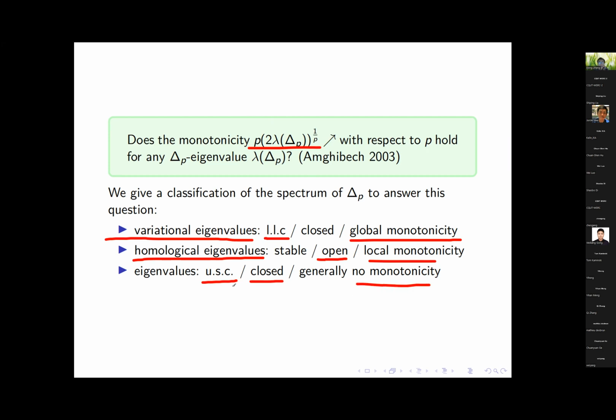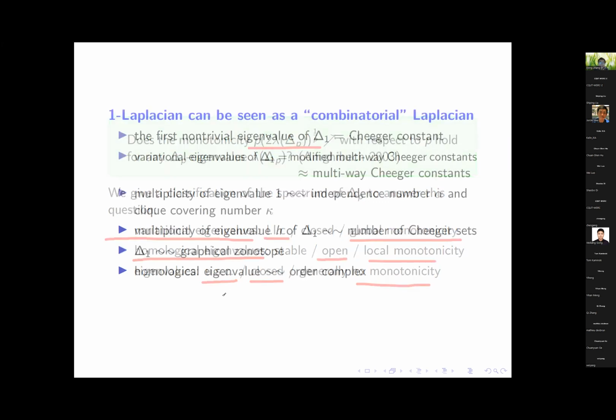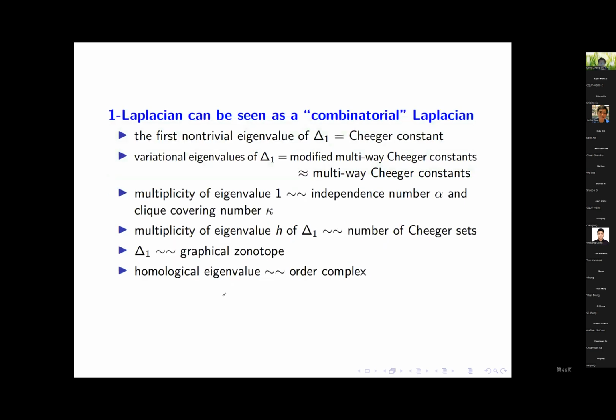Okay, so in summary, the graph 1-Laplacian can be seen as a combinatorial Laplacian, and we have the following properties. The first one is the second eigenvalue. I mean the first non-zero eigenvalue of the 1-Laplacian equals the Cheeger constant, and the variational eigenvalues of the 1-Laplacian coincide exactly with the modified Cheeger constant h_k hat, and they approximate the original Cheeger constant h_k.